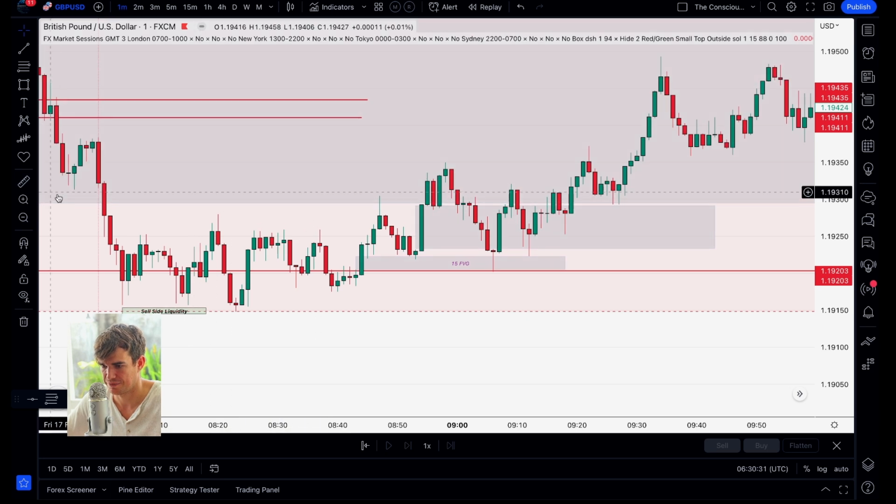Takes out liquidity, fills this fair value gap, pushes down. Comes back up, fills this fair value gap, comes down, and takes the liquidity out of these fair value gaps. So people that want to get long, like me, got the opportunity to get a better price from up here. Price continued, came down, failed to break these lows. Now we don't want to see a break below here.